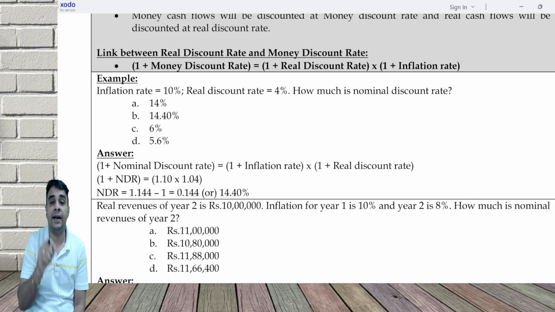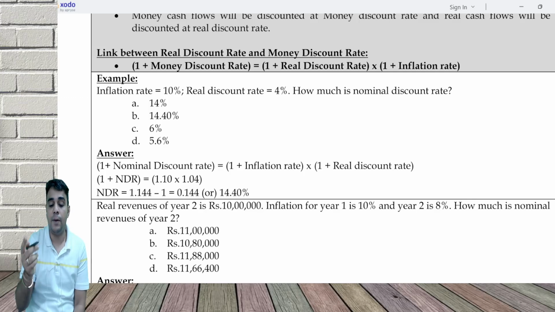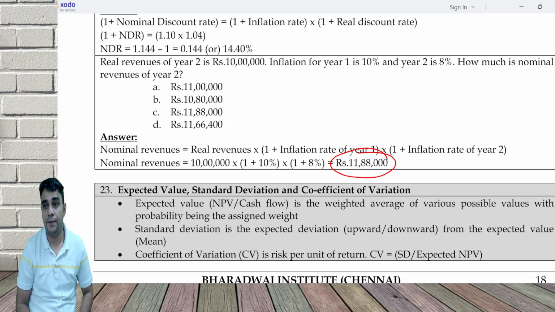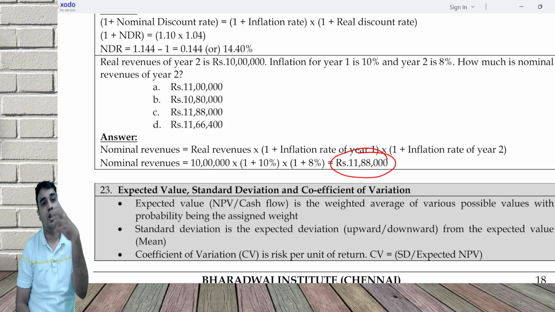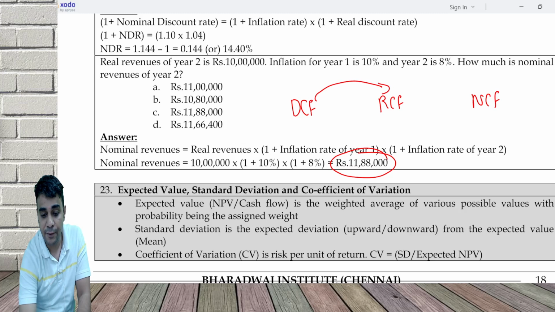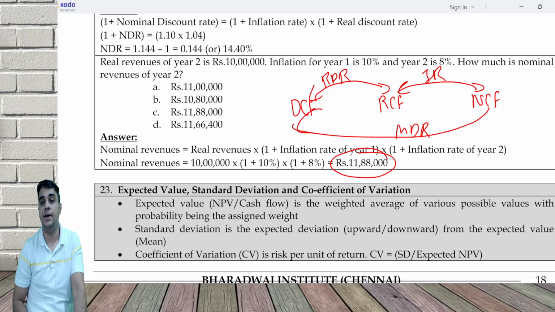So what you need to do is 10 lakh, using the calculator, into 1.1. This is giving effect to the first year inflation. Into 1.08. This is giving effect to the second year inflation. So you will have to give effect not only to first year inflation, but also to the second year inflation. To cut it short, I have DCF, RCF, NCF. DCF to RCF, RDR, this inflation rate, and this is money discount rate. From money cash flow, you want to come to discounted cash flow, do MDR.